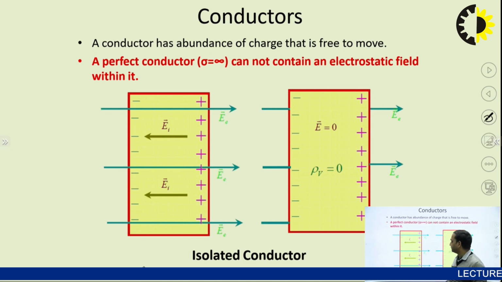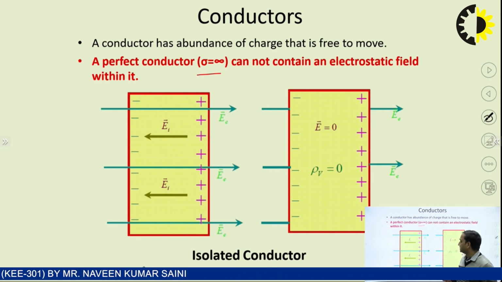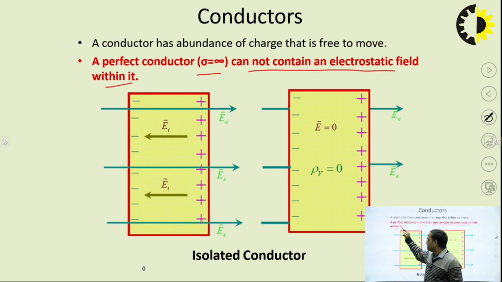But when we have a perfect conductor, the sigma value will be very large, or sometimes we say a superconductor, that is sigma is equal to infinity, or the perfect conductor. Such a conductor cannot sustain an electrostatic field within it. So this is the key point. What is the meaning of this?